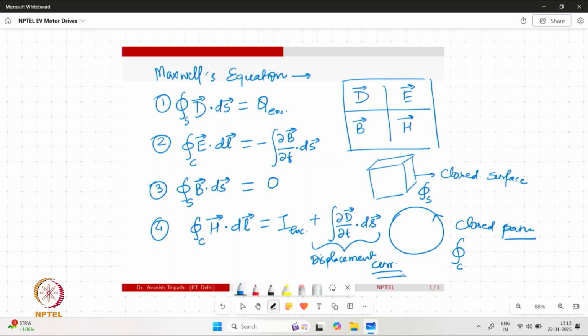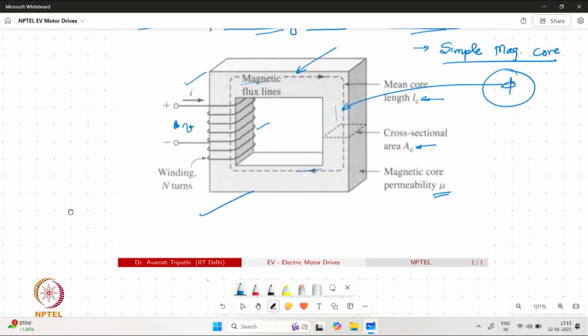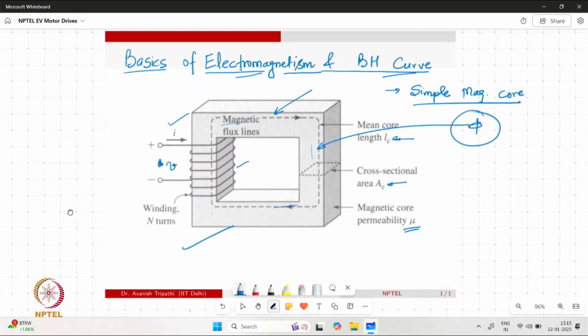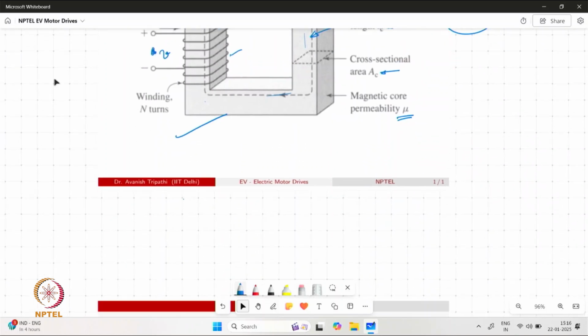Now, for our application, when we are trying to solve a magnetic circuit of this nature, we need not solve all four Maxwell equations. We can make certain assumptions which simplify our problem. A couple of assumptions I would like to state over here. First, the magnetic field lines are mostly confined within the geometry.